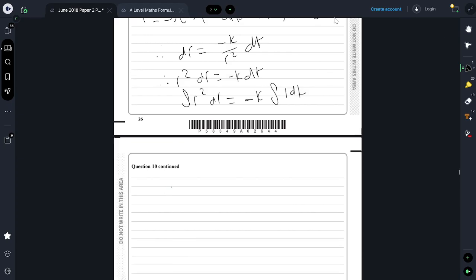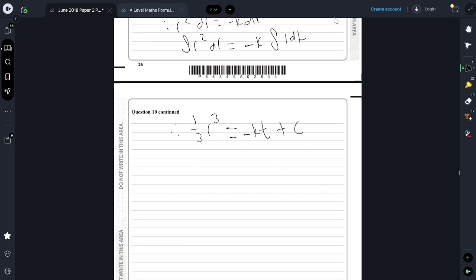Then this means if we integrate, a third r cubed, that's the integral of r squared, remember? So the opposite of differentiating, you add one to the power first and then divide by the new power. So 2 plus 1 is 3, divide by 3. Cool. So then that's minus k, and then the integral of a constant of 1 is just t. So minus k times t. And then there's another constant c. Okay, don't forget your plus c, because it's indefinite integration, so we need a constant. You need to add a plus c.